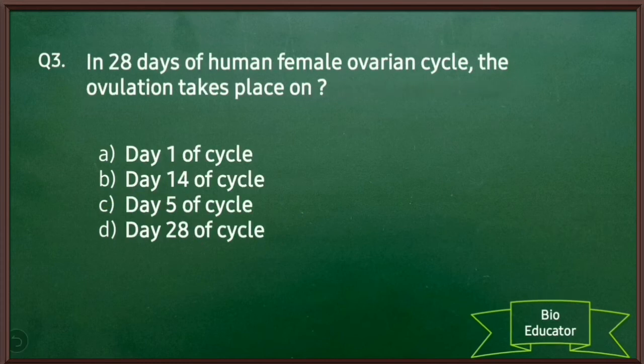Question number 3. In the 28-day human female ovarian cycle, ovulation takes place on. We know that ovulation takes place on day 14 of the cycle. So B is the right answer.